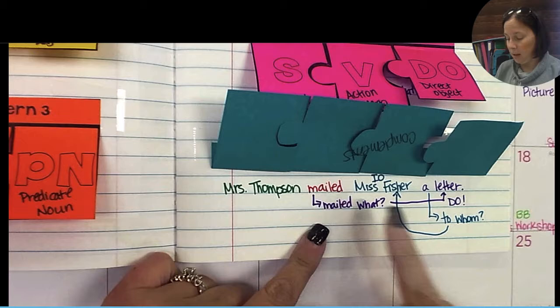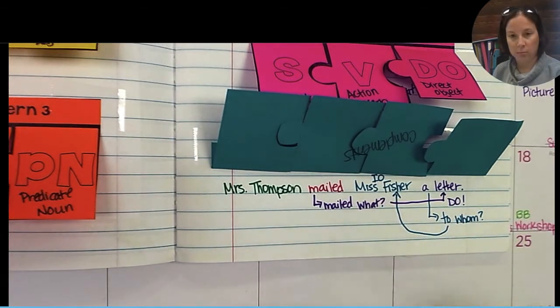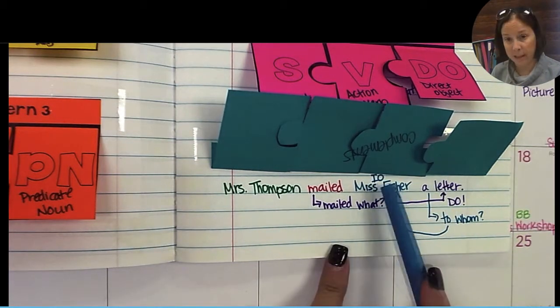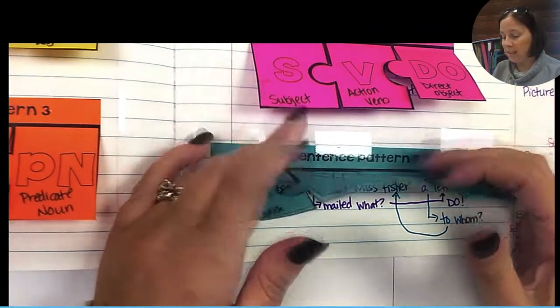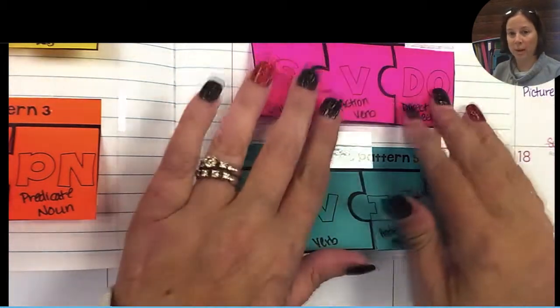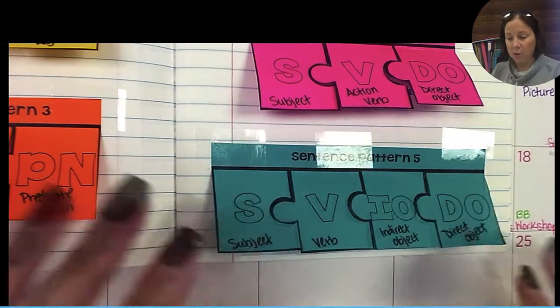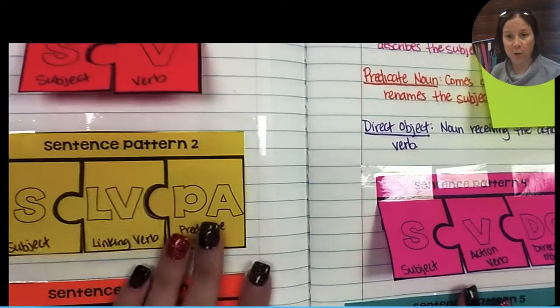So mailed what? A letter. To whom? Miss Fisher, okay? That whom is your indirect object. Got it? So that is how you find it. So your second IXL standard is over direct objects and indirect objects. So these notes cover 2 IXL standards, the first 2 for second quarter, okay? So when you are done taking these notes, you're going to go work on those 2 IXL standards. When you're done with those 2 IXL standards, you're going to take the quiz over them. Okay, so this covers 2 sections on your game board. Okay, I will see you in class.